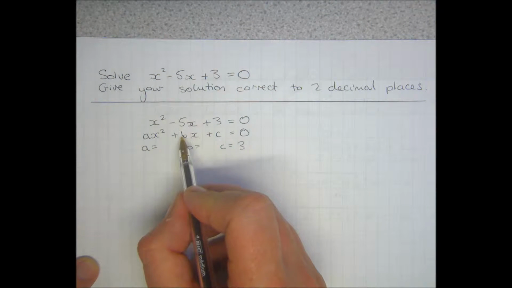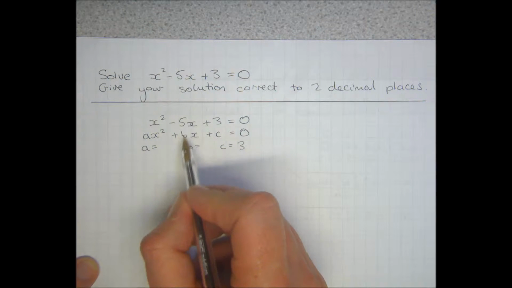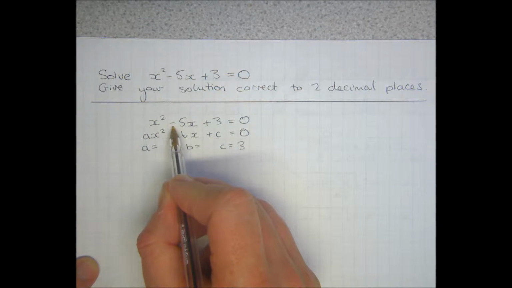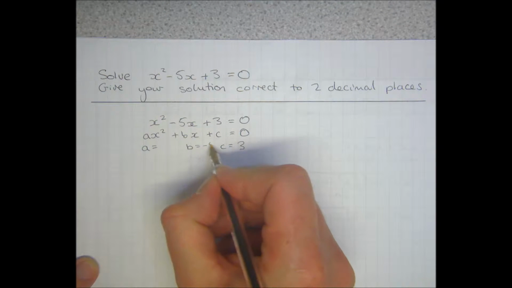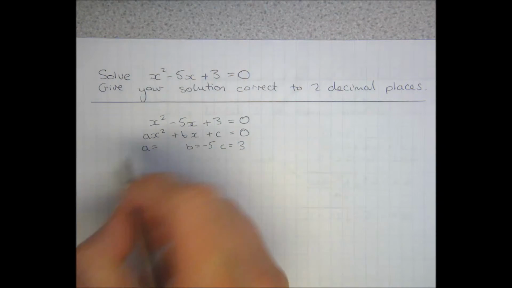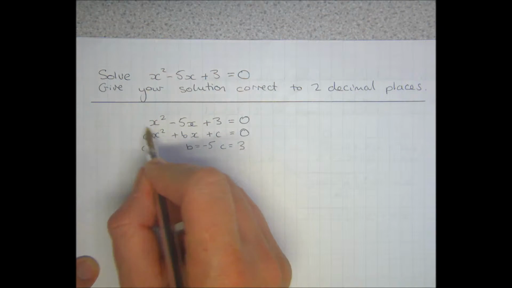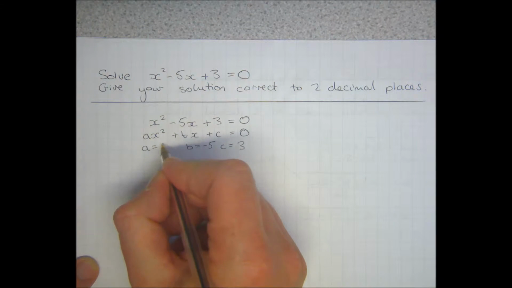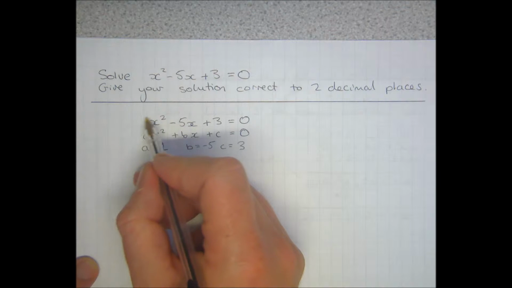For b, it's minus 5 because there's a minus sign there, which means that 5 is negative. So we put minus 5 in for b. And for a, well, that means 1x squared, so we put a 1 in for a. There's not always a number there.